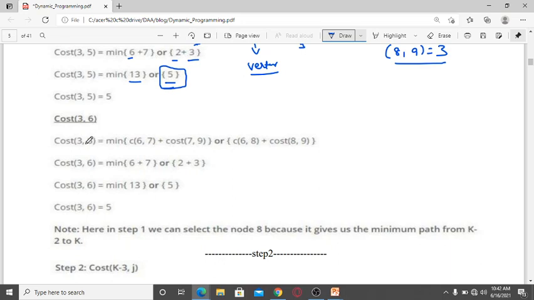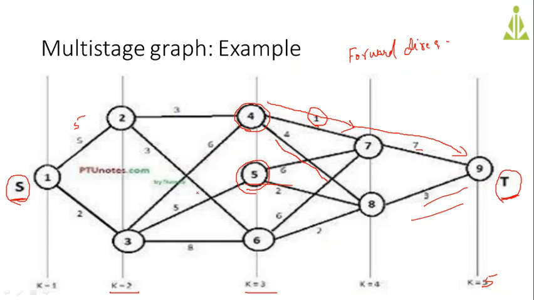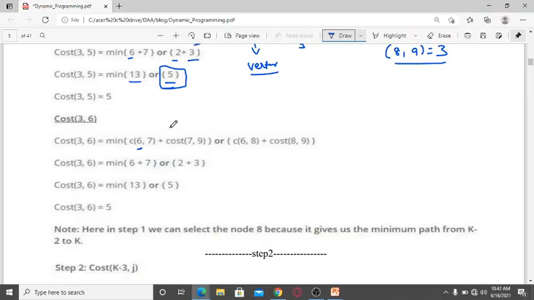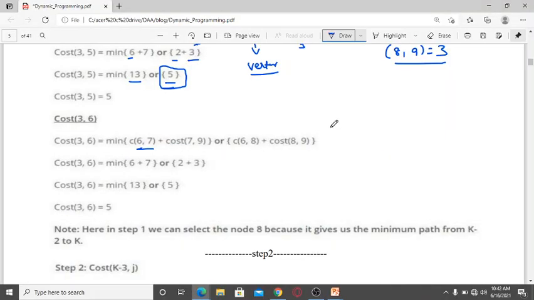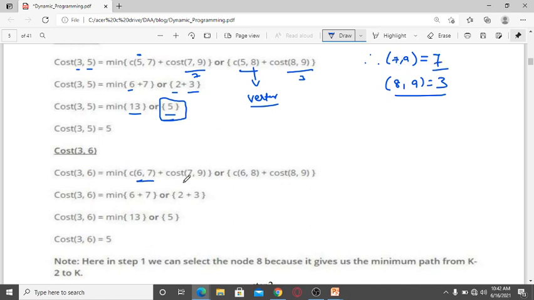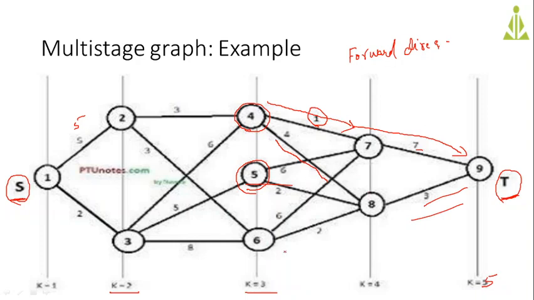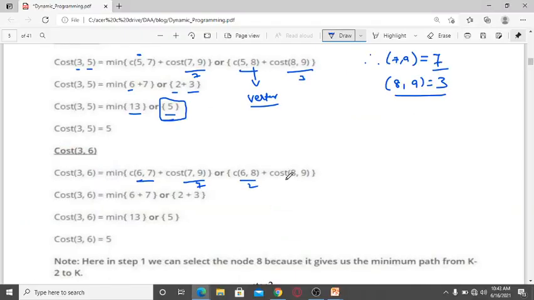So 3 comma 6 plus minimum of j, 6 comma 7. From the 6, how many outgoing edges are there? From 6 to 7 and 6 to 8. The next is cost of 7 to 9, which is already 7. 6 comma 8, from the 6 it's going to 8, so what is the cost? 2. Cost 8 comma 9, already I have 3. And 6 comma 7 is 6.